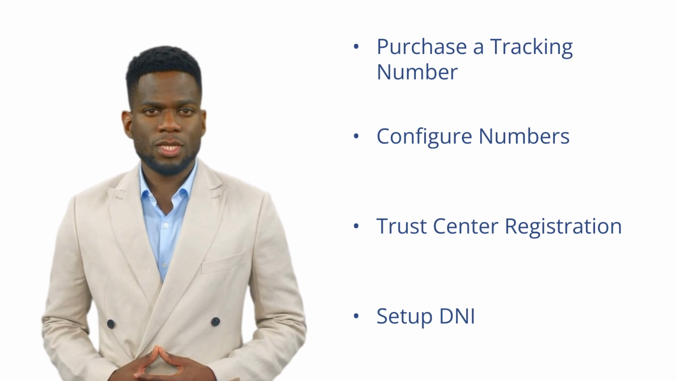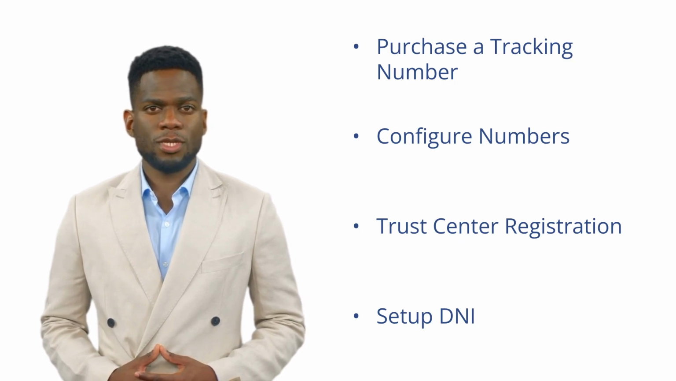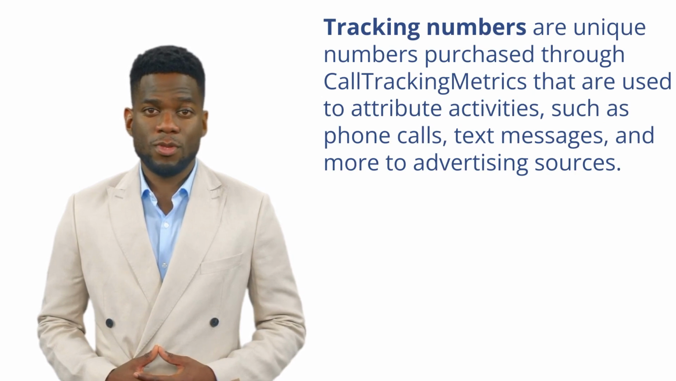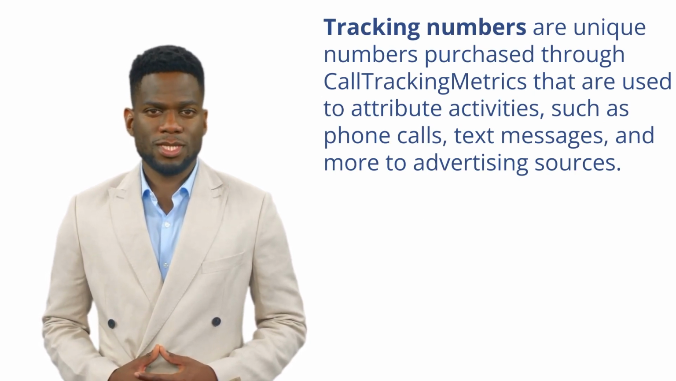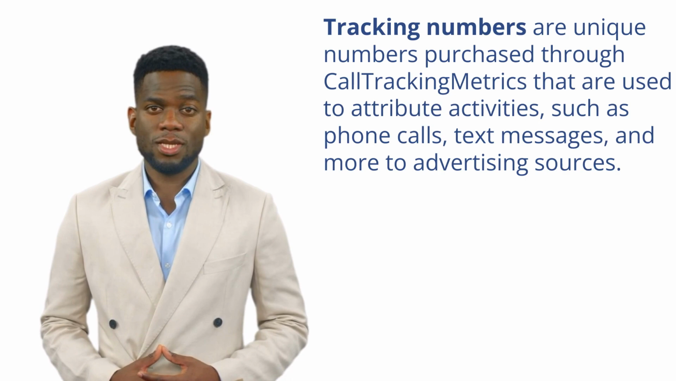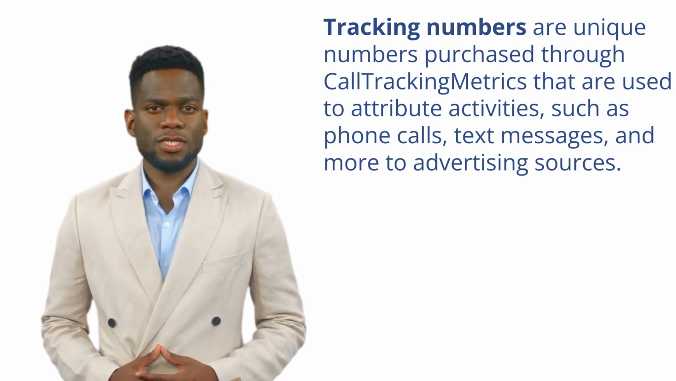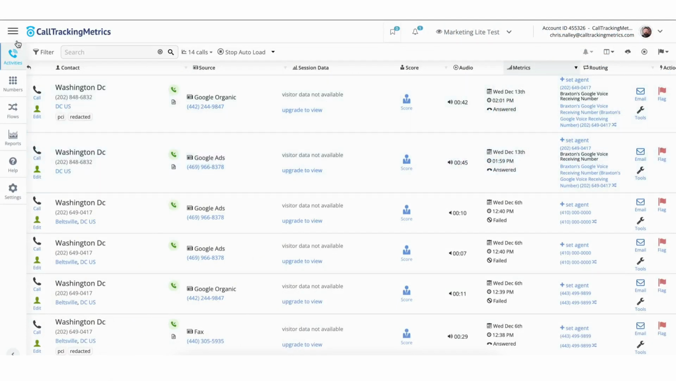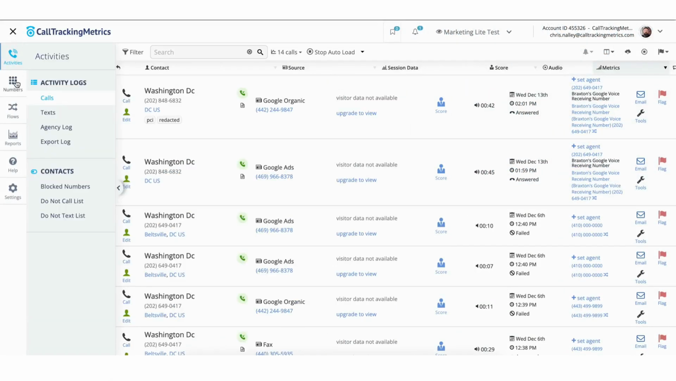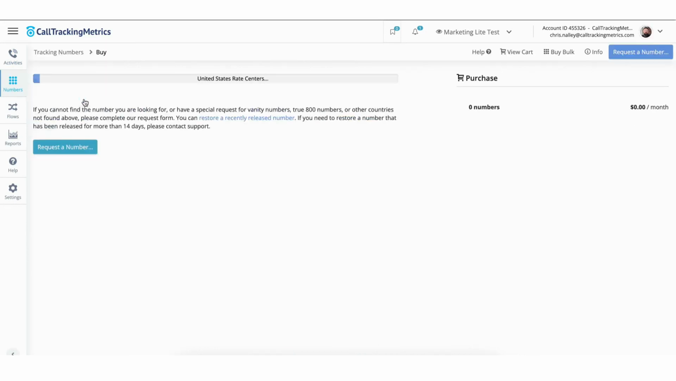Before you can begin using Call Tracking Metrics, you will need to purchase at least one tracking number. Tracking numbers are unique numbers purchased through Call Tracking Metrics that are used to attribute activities, such as phone calls, text messages, and more to advertising sources. You can purchase a number by going to the Numbers tab on the left side menu and then selecting Buy Numbers. For a full guide on purchasing a number, you can watch our Buy Numbers video found in the Training Center.